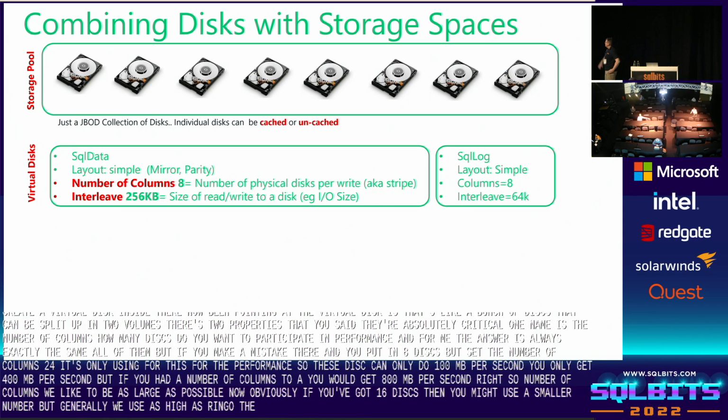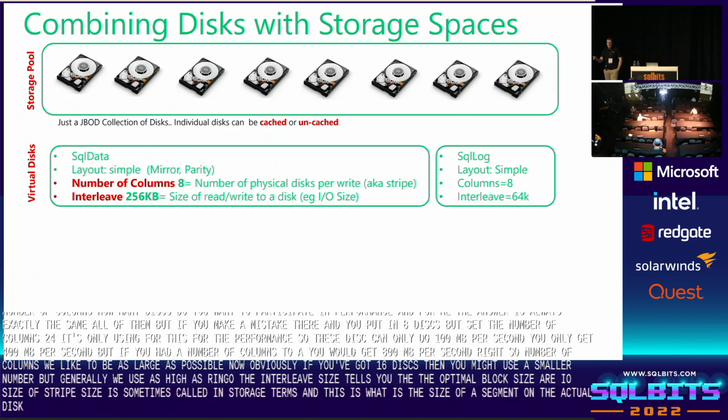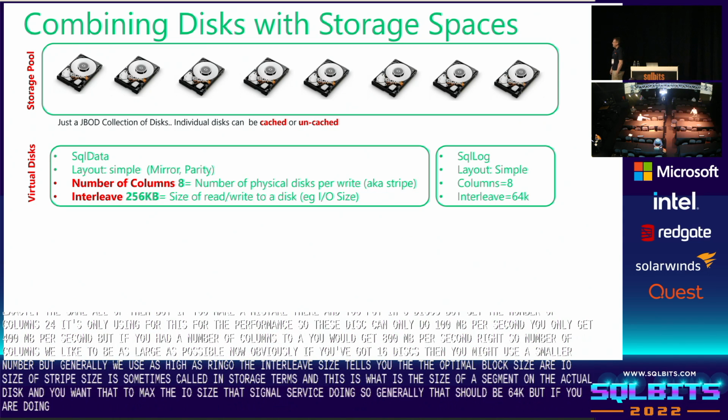The interleave size tells you the optimal block size, or I/O size, or stripe size, as it's sometimes called in storage terms. This is the size of a segment on the actual disk. And you want that to match the I/O size that SQL Server is doing. So generally, that should be 64K. But if you are doing a data warehouse and you do have a data volume with lots of table scans, you might up that to 128 or 256, right?